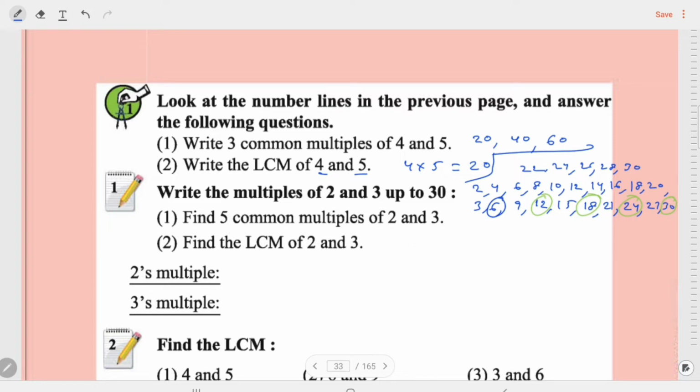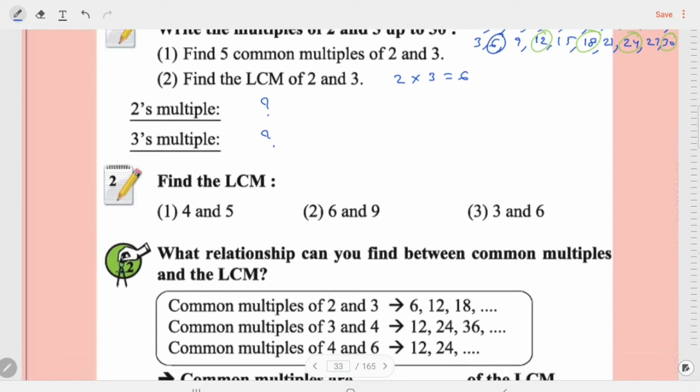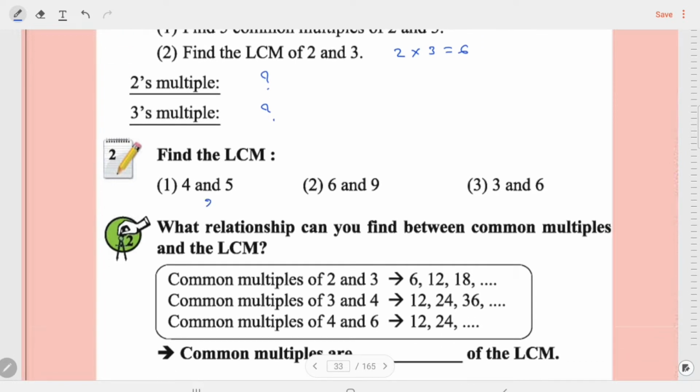Okay, you want me to write it clearly? Alright, 2's multiples and 3's multiples. The space is given here to write these multiples, so write those multiples there itself. Now find the LCM of 4 and 5, it is 20.